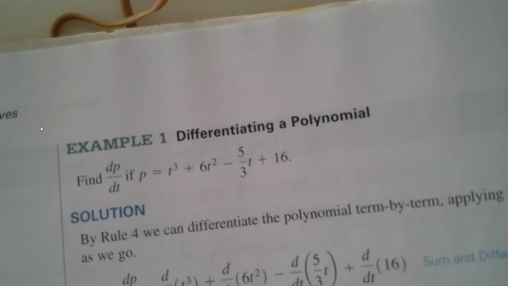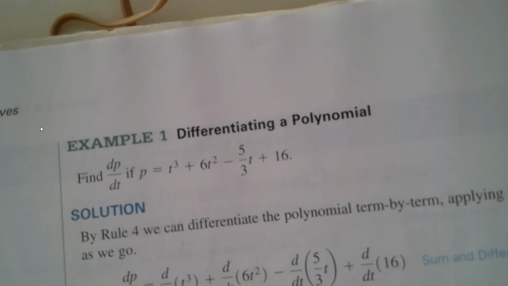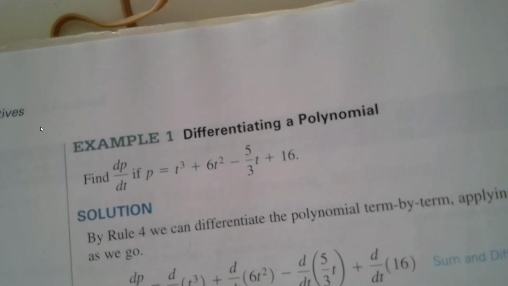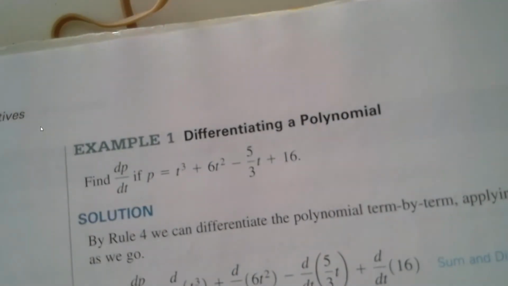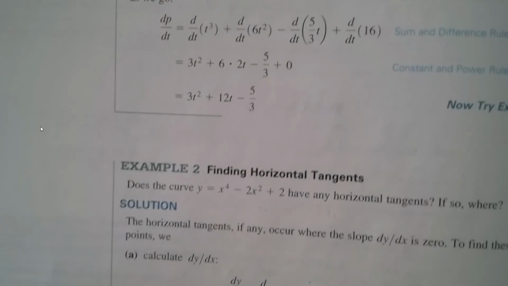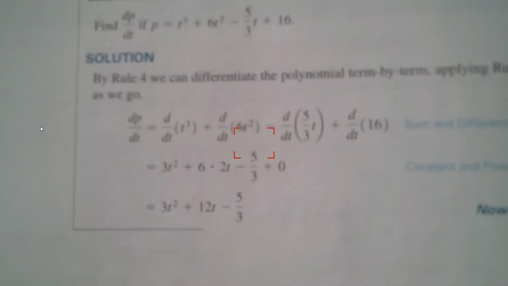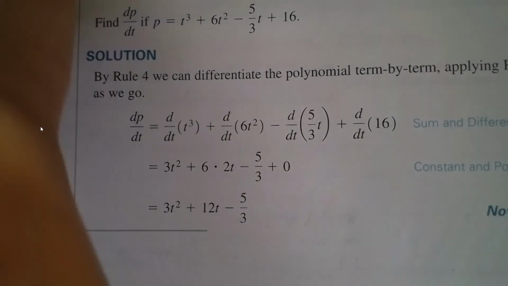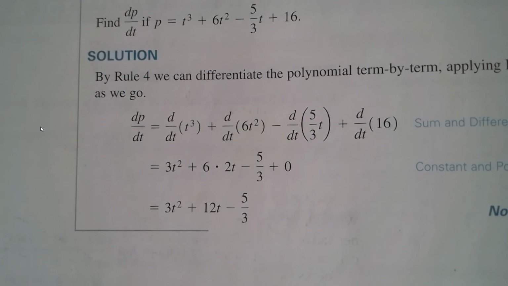Now I'm going to give you another one. So let's double check to see how we did. Once I unpause the screen. Is everybody finished? Okay. So here's how they did it. Your final answer is at the bottom. It's 3t squared plus 12t minus 5 over 3.